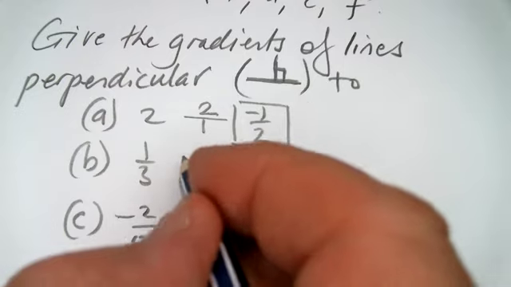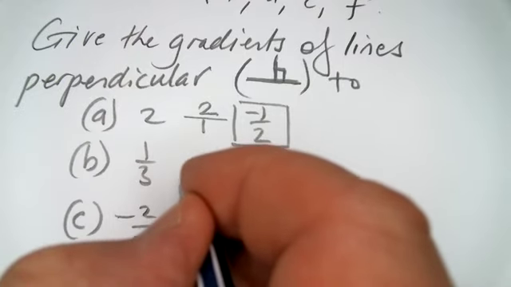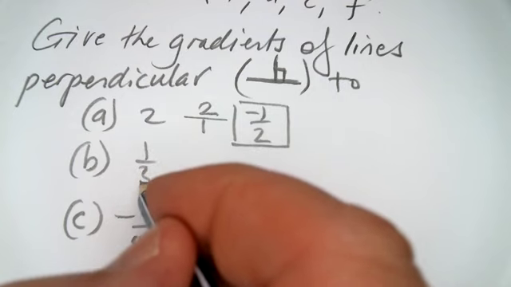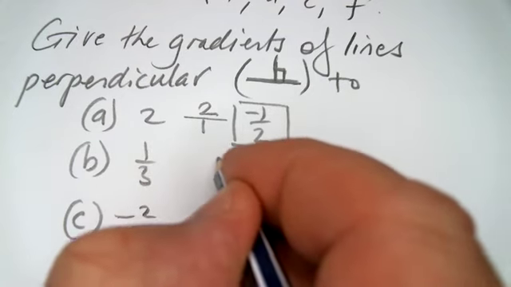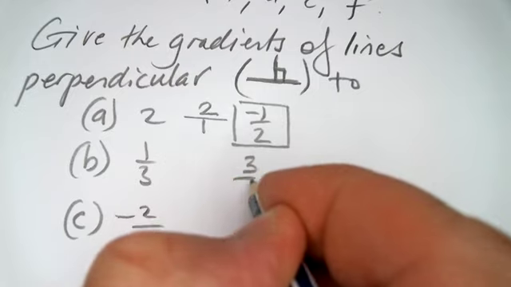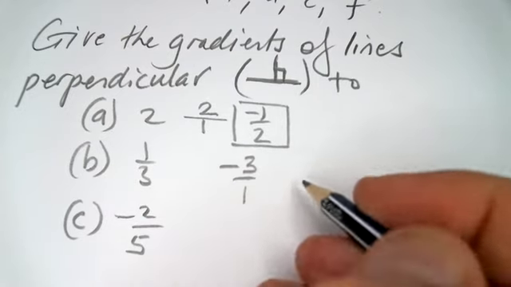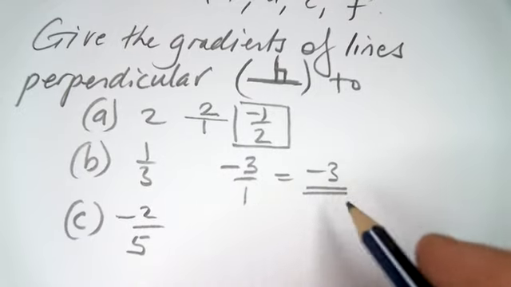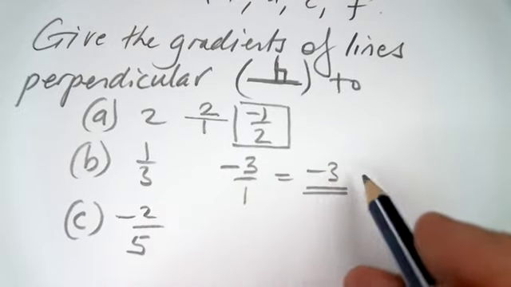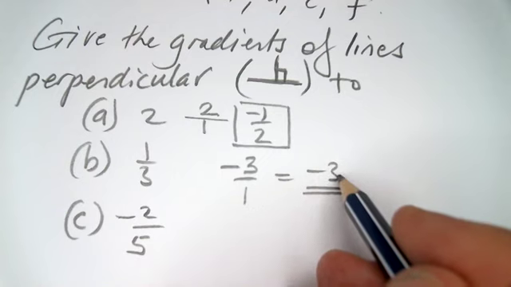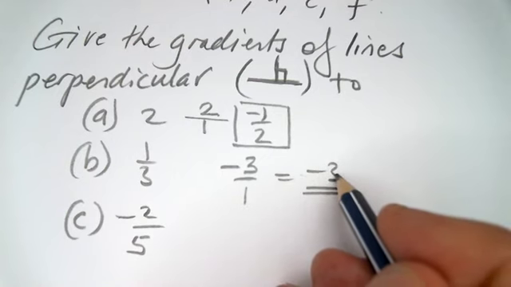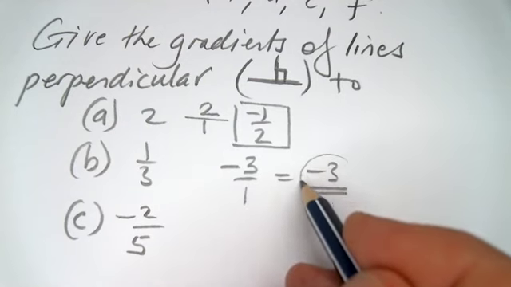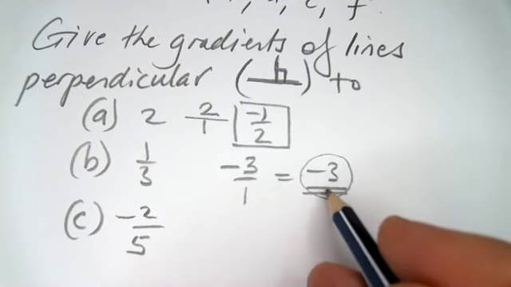Let's try this one, 1/3. Well, in other words, a third. Now it's already in fraction form with a numerator, a vinculum, and a denominator. Let's flip it the other way. So it's going to become 3 over 1. And we're going to make it negative. So negative 3 over 1, which of course is just negative 3. Now a line with a gradient of negative 3 is perpendicular to a line with a gradient of 1/3. And if I found the negative reciprocal of negative 3, I'd get back to 1/3 again.